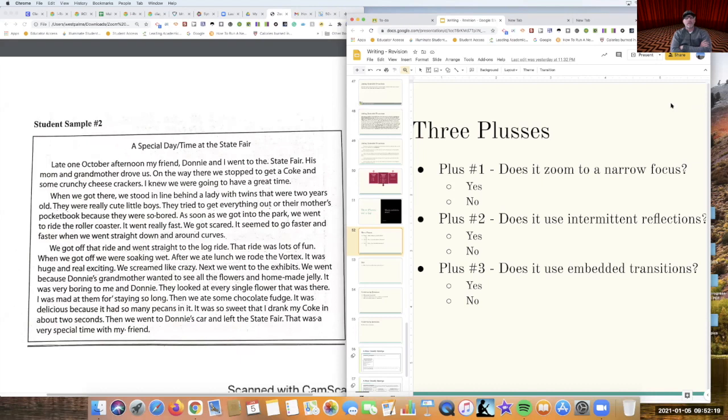The first one is there is a lot going on in this essay. What I mean is the author of this particular piece would do better to just focus on one ride. So late one October afternoon, I'm just going to read briefly here and I'll show you what I mean.